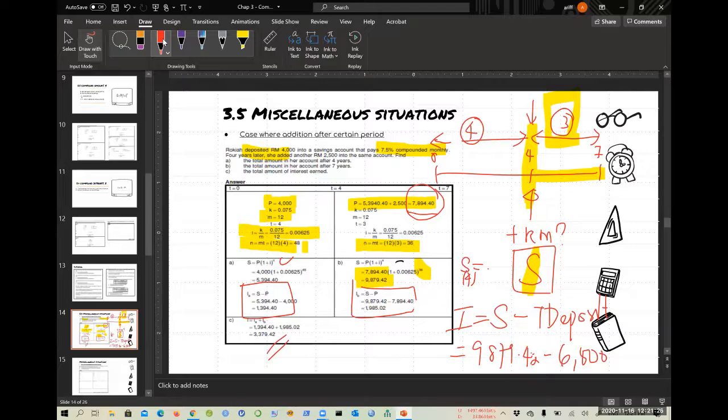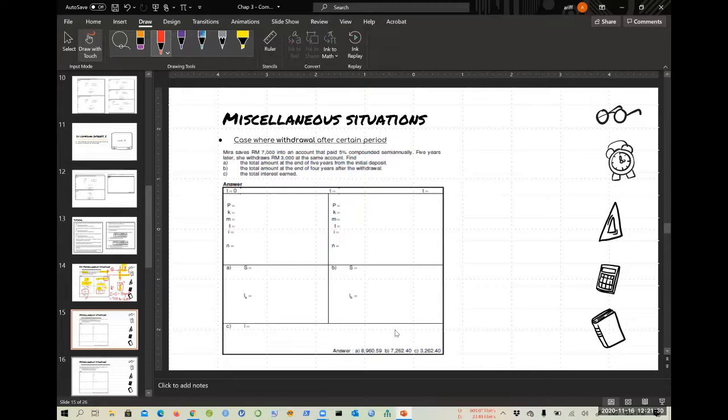Okay, let's see the next one. The next one is simply the reverse of just now. Just now we had the addition, so right now it is a withdrawal. Okay, it is a withdrawal. So same concept. You can just use the same concept for this one.